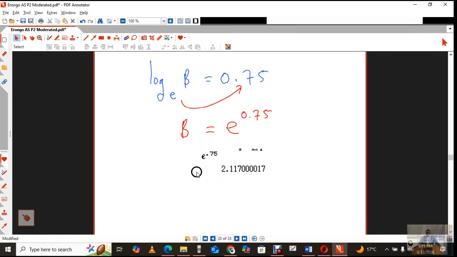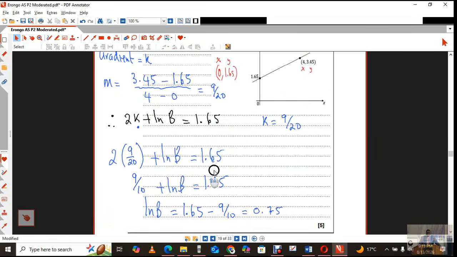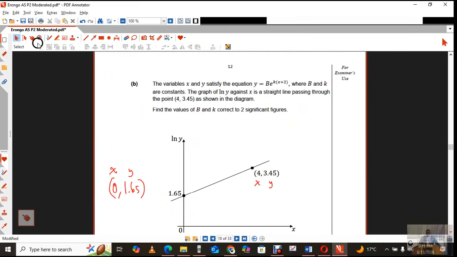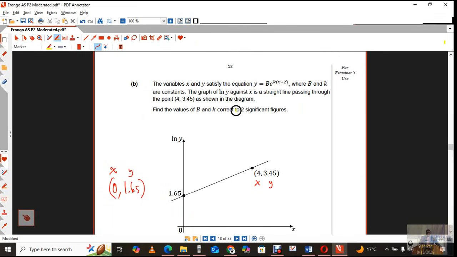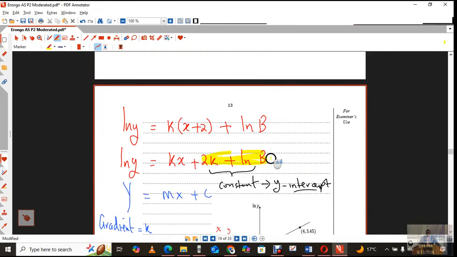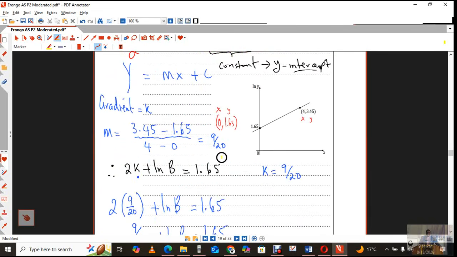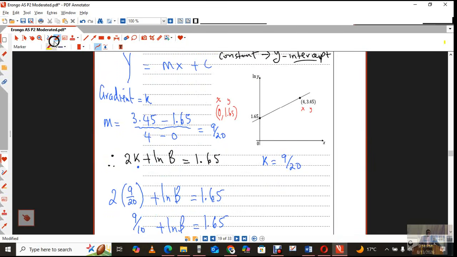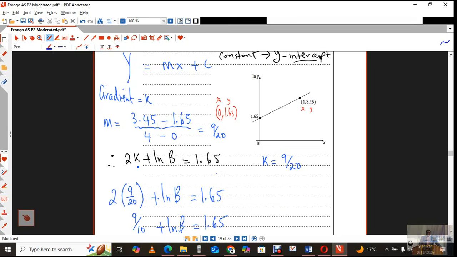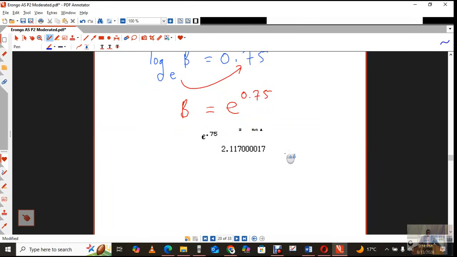Right, so this is the value of b. Now, they are saying that we are supposed to give our answer to two significant figures, and because they are saying that, I'm going to give my answer as a decimal, especially for k. Remember, k was 9 over 20, which can actually be written as 0.45. So this is nothing but 0.45.